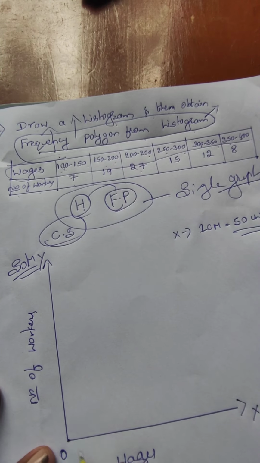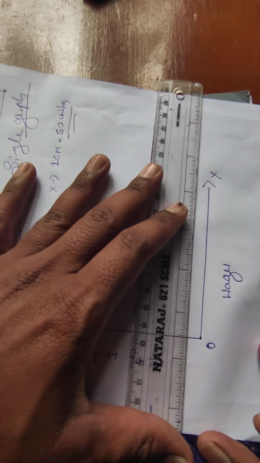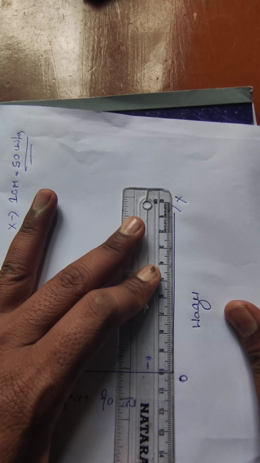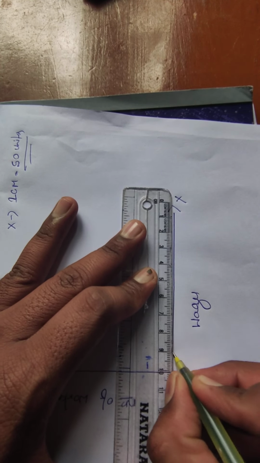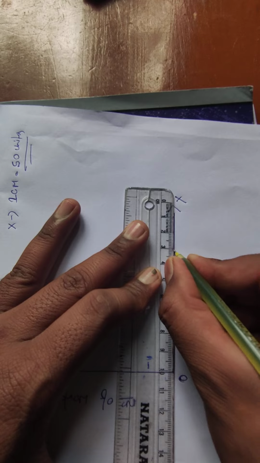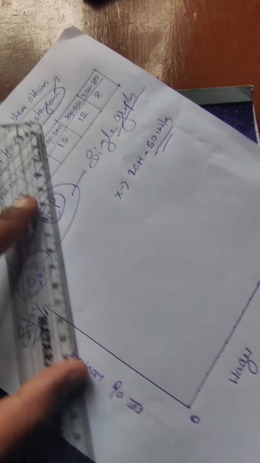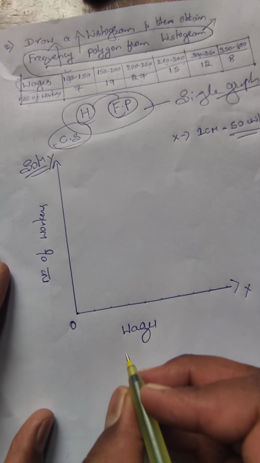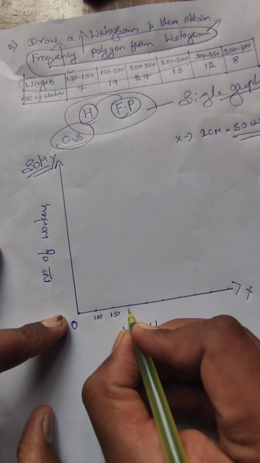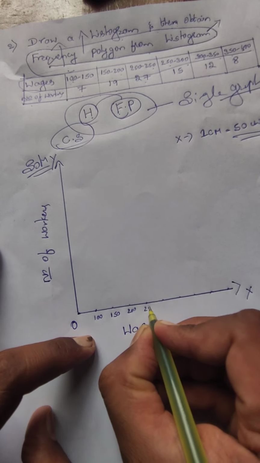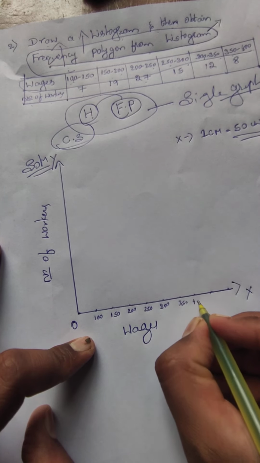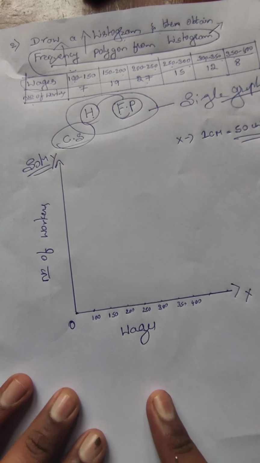So we will start from 0, and 1 centimeter will take 50 units. 1 centimeter, 2, 3, 4, 5, 6, 7, 8, 9. We will start from 100, then 150, 200, 250, 300, 350, 400. This is the wages information.